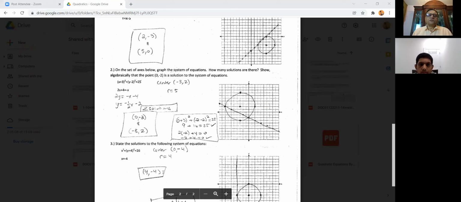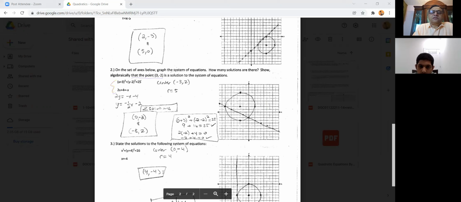Okay. So it says on the same axis, we are given both the equations, right? When you're given both the equations, we can always do the second part easily, which is show algebraically that the point (0, -2) is a solution to the system of equations. So plug in 0 and minus 2. If left side equals right side for both the equations, it is a solution, correct? So that is clear.